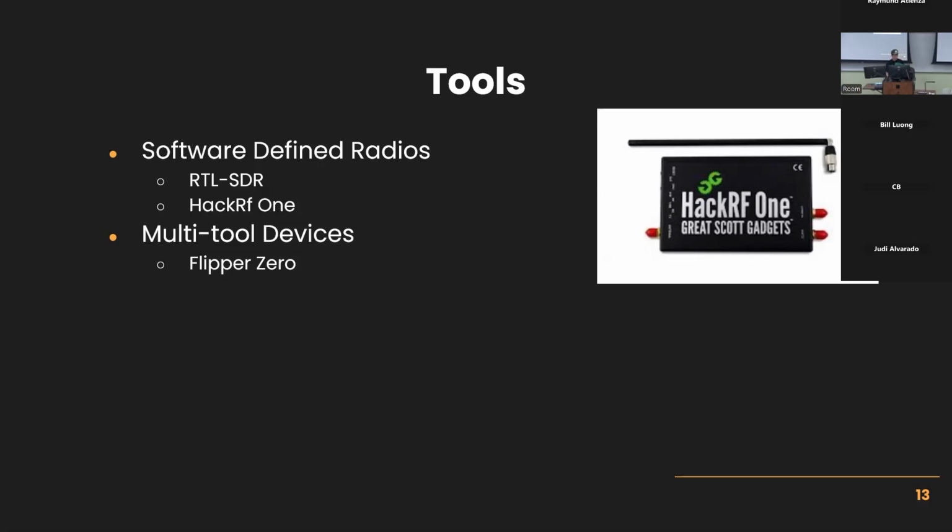The multi-tool devices, there is a Flipper Zero here. This is what that looks like. Why do I say it's multi-tool? Well, it's not only limited to radio waves. It has infrared capabilities, NFC, and GPIO, iButtons, that sort of thing.